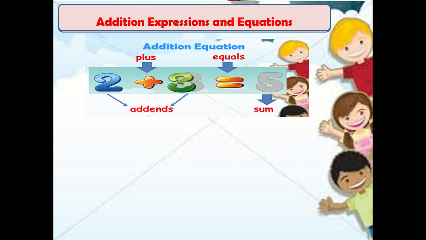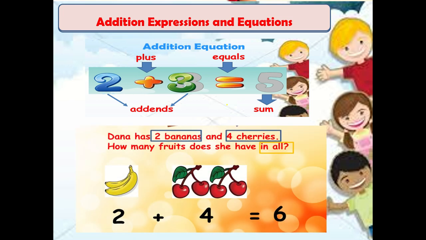And what do you call the answer in addition again? Yes, you are correct. Sum. So, this addition equation, 2 plus 3 equals 5. So the sum is 5. And that 5 is also the whole of this equation. Now take a look at this example.